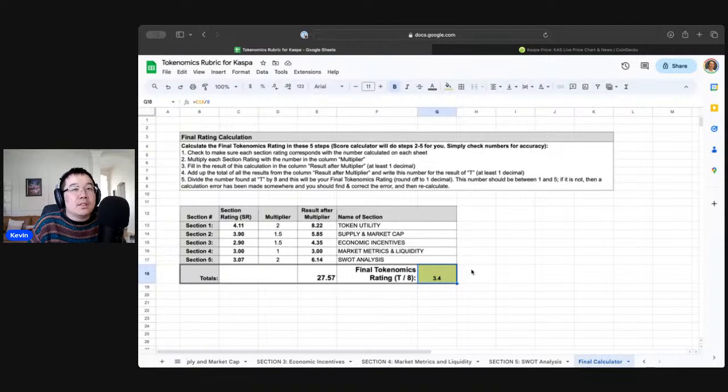But don't judge this in a vacuum though, because other projects may get way worse. And also, like I said, tokenomics is not the only thing that you should care about. There's other parts of fundamental analysis, like the community or the tech or the roadmap, the team. Notice how we didn't evaluate any of those things. Those are super important. This is just for tokenomics.